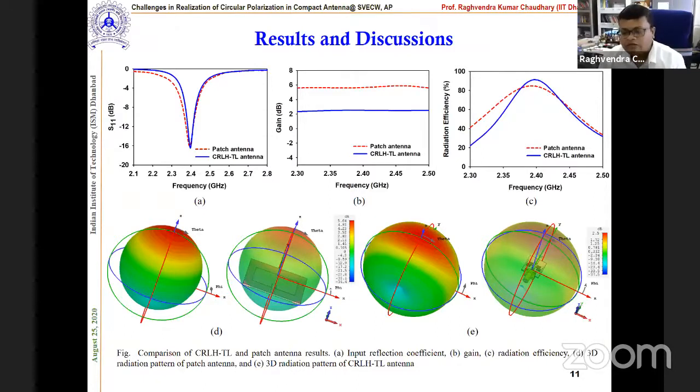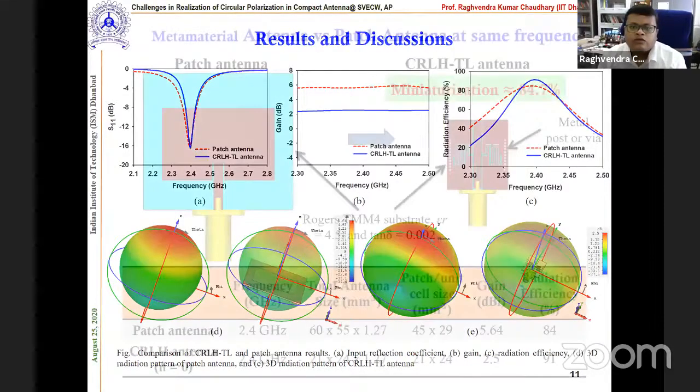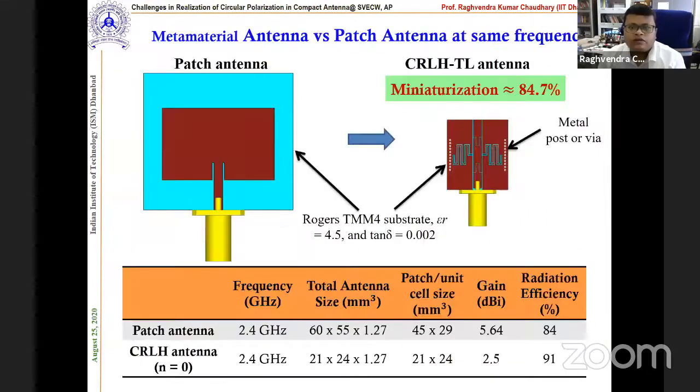I'll address those things, and we try to resolve all of them now. So coming to the comparison part, correct? I designed these two antennas over the same substrate, with 4.5 permittivity and a loss tangent of 0.002, correct?